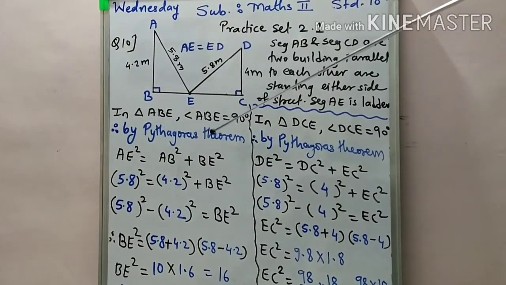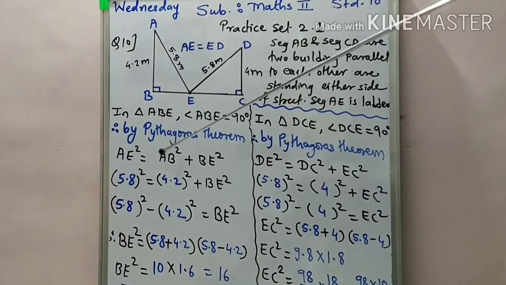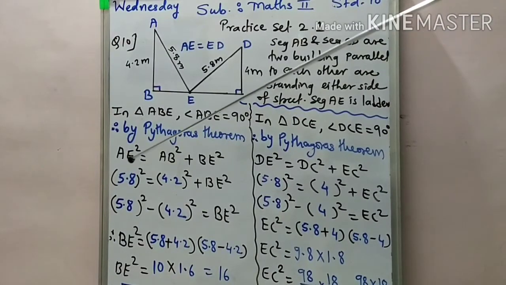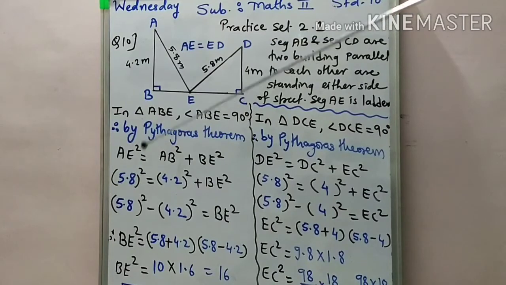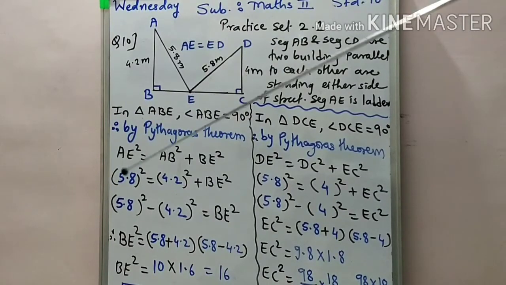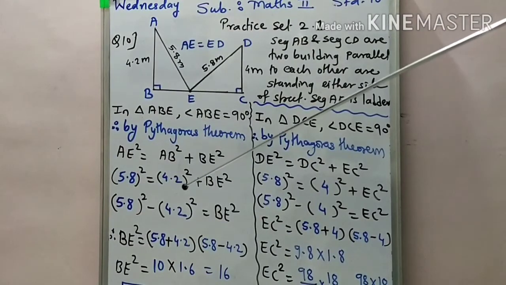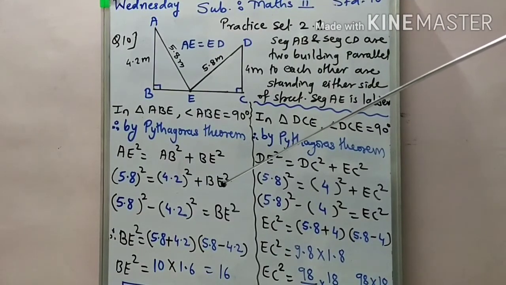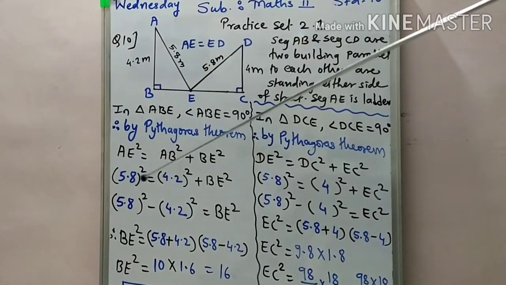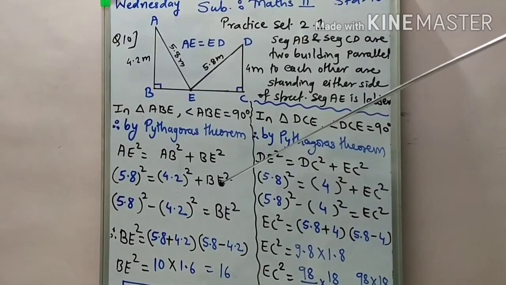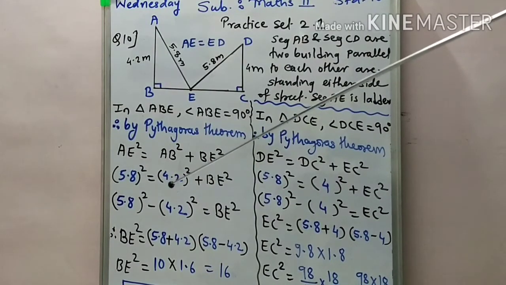So by Pythagoras theorem, hypotenuse AE square equals AB square plus BE square. So we substitute those values over here. AE, the length of that ladder, is 5.8, bracket square, equal to AB, which is 4.2 square, plus BE square. One way is to do the squares, subtract, and then find BE by taking square roots on both sides, but there is another way also.